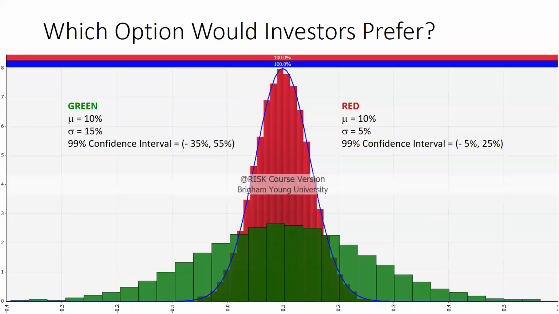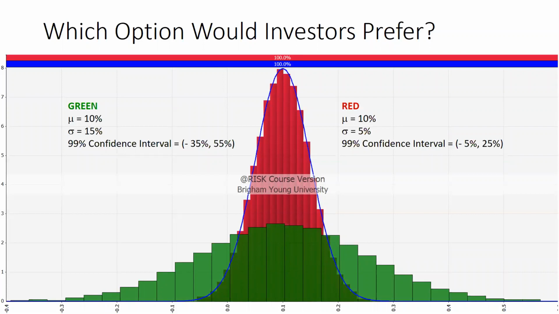Moving back to how we started this conversation on probability distributions. So I presented you with two investment options. There was a red option and a green option. And in the red option, the average return was 10%. What I didn't tell you, but I'm telling you now, is that the standard deviation is 5%. With the green investment option, the mean is 10%, so the average return is 10%. Standard deviation is 15%.